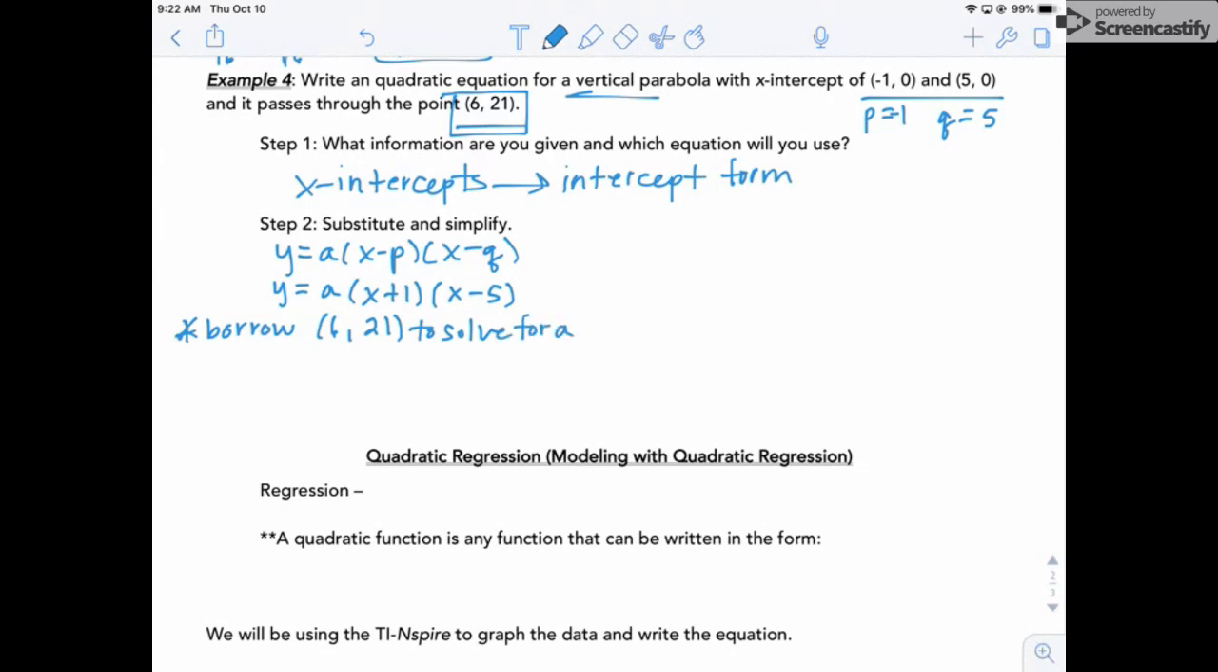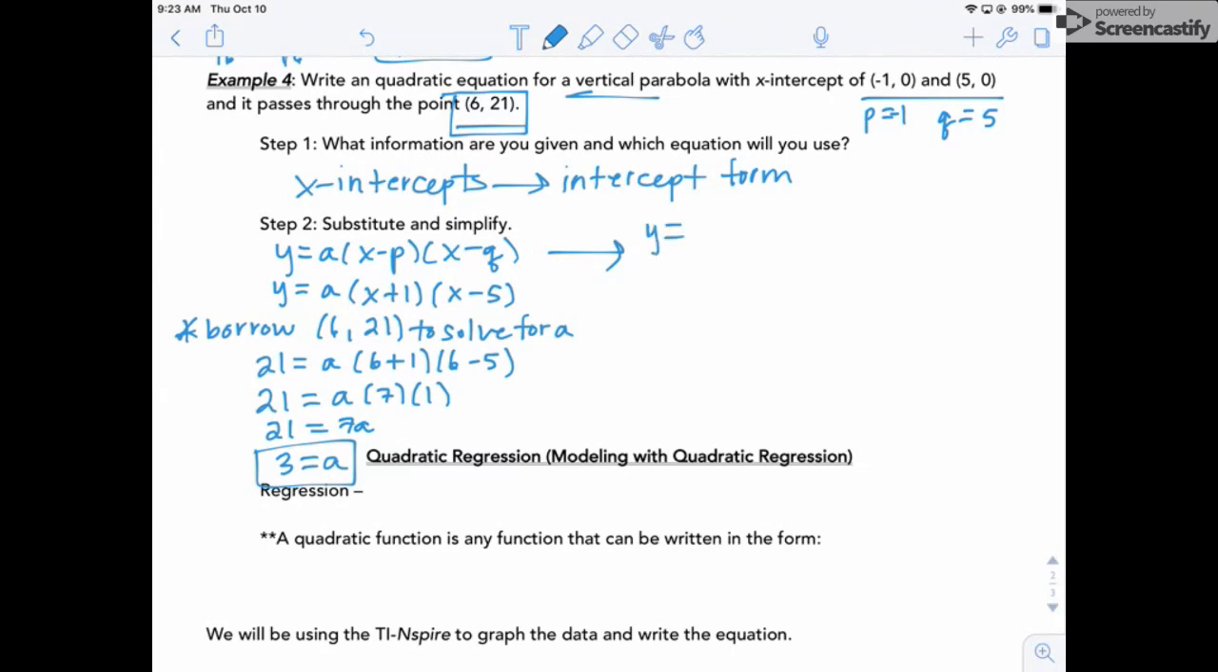So here we go. Y is 21, so we get 21 equals a. X is 6, so 6 plus 1 times 6 minus 5. So we get 21 equals a times 7 times 1, since 6 minus 5 is 1. So 21 equals 7a. Divide both sides by 7, so we get 3 is our a value. Now plug this a value back into our equation. So we have y equals 3 times (x plus 1) times (x minus 5).